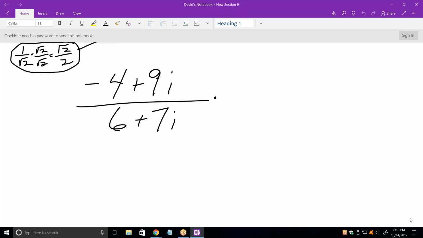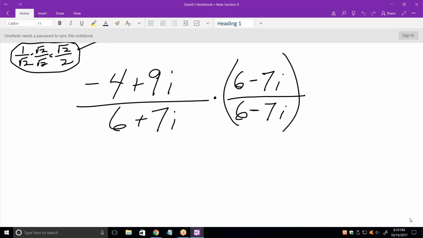complex denominators. What I want to do to get rid of the complex denominator is multiply it by its conjugate, 6 minus 7i. And since I can only multiply this fraction by the number 1, there's my number 1, what happens is it gets rid of the imaginary denominator. Notice that when I multiply the denominators, I get 36 minus 49i squared, which becomes 85.